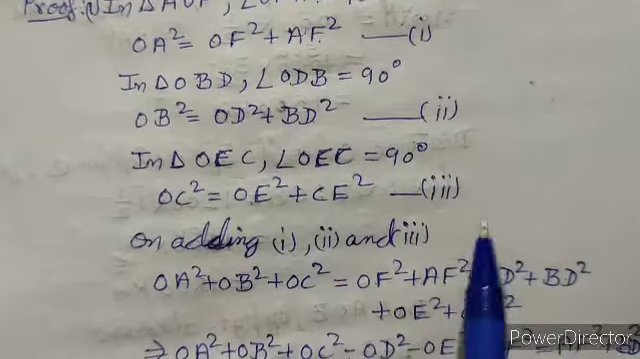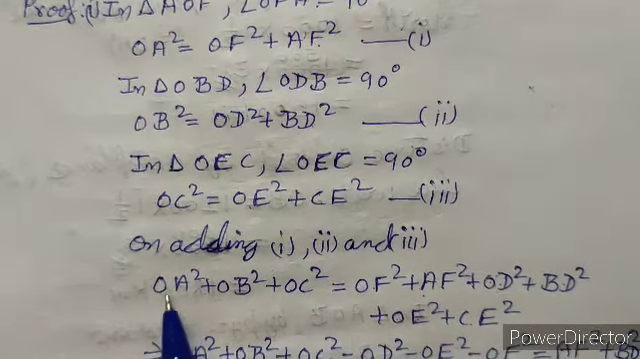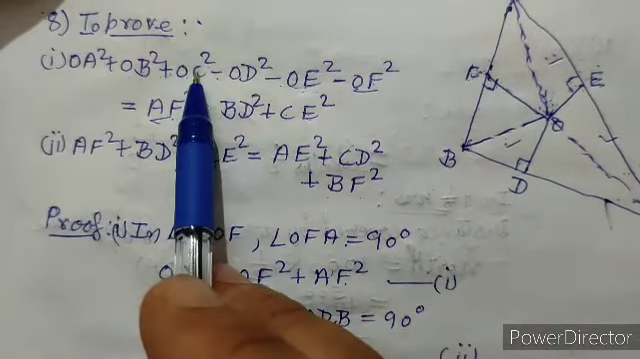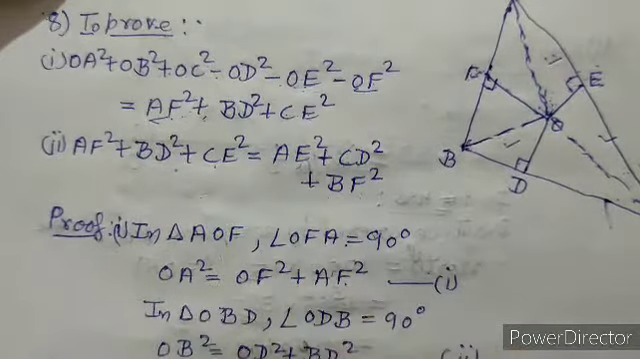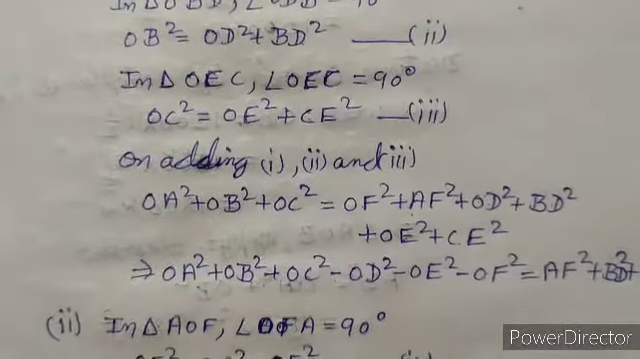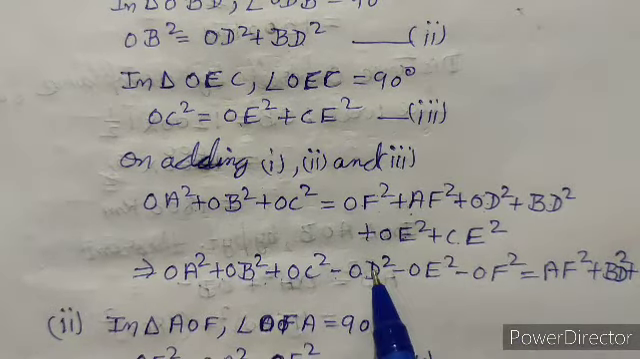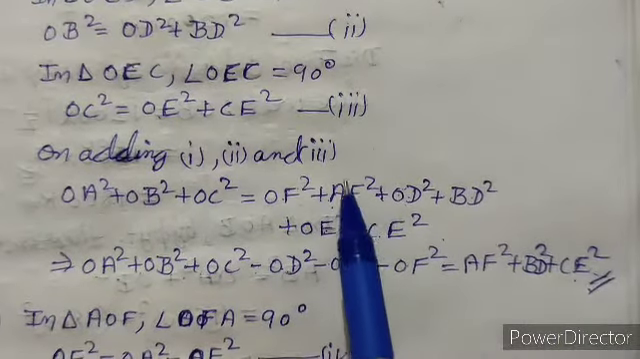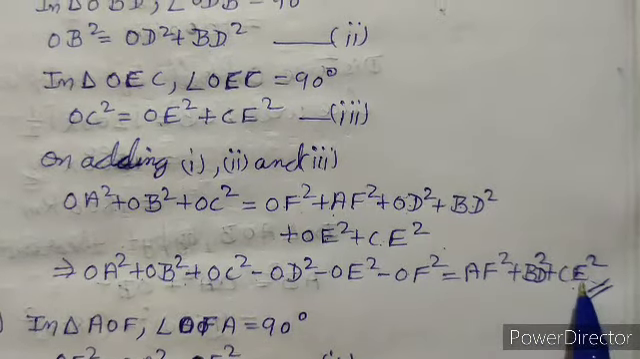Now we can adjust these according to the question. Here OA square plus OB square plus OC square was on our left hand side, and OD square, OE square and OF square are also on the left. So we will take OF square, OD square and OE square to the left hand side of the equation, and that will be equal to AF square plus BD square plus CE square, which we had to prove.